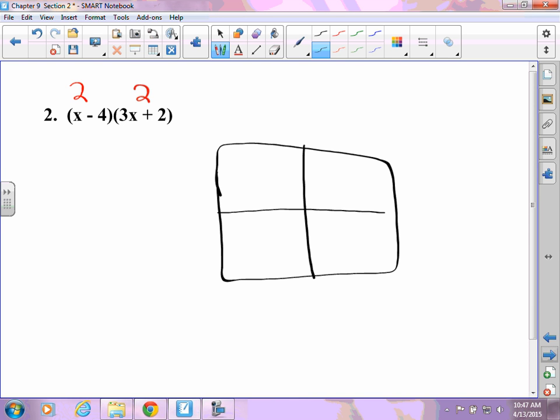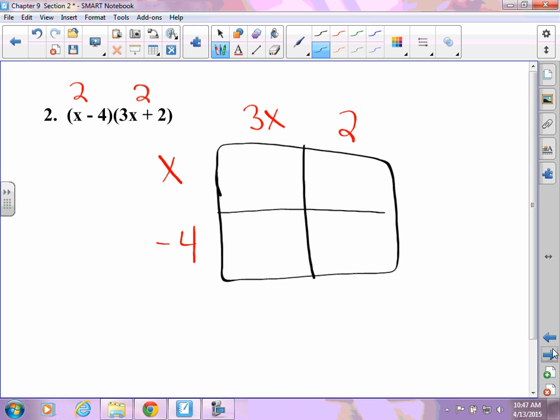Now, it doesn't matter which polynomial you put where. I like to do the first one out front if I have a choice. So I'm going to make this x minus 4 in the other one. The minus, of course, goes with the number, right? And up above, I'm going to put 3x, and then I'm going to put a 2. Now, if you want to put a plus with the 2, you may. It's up to you. It doesn't really matter.